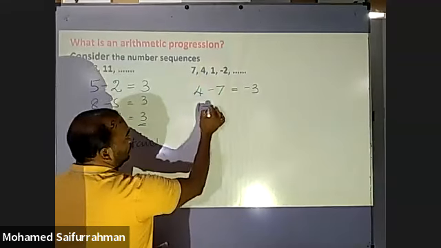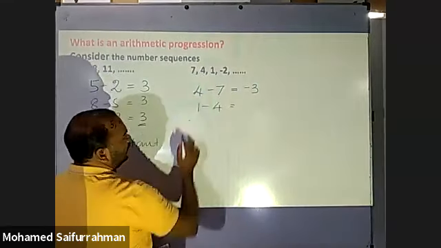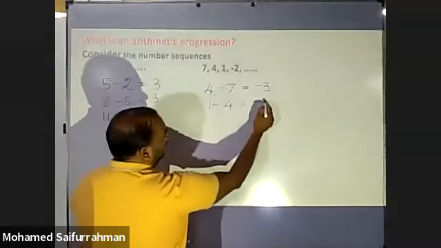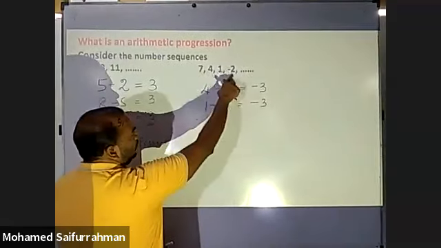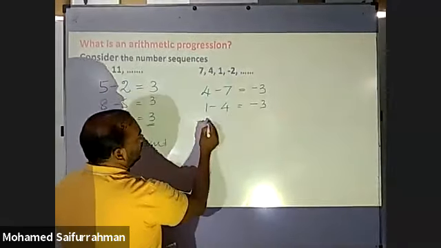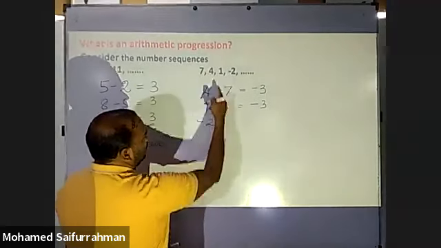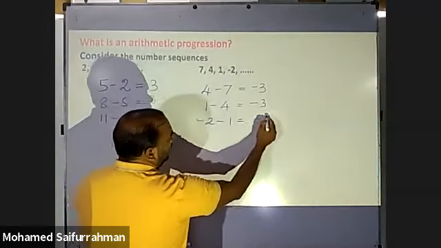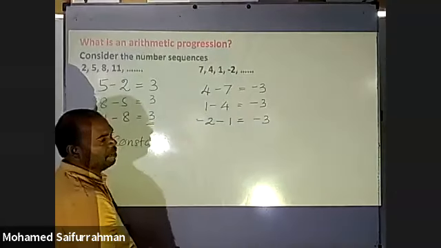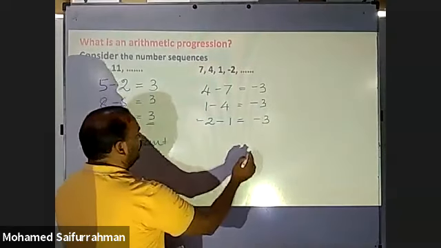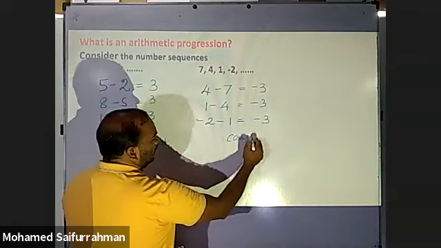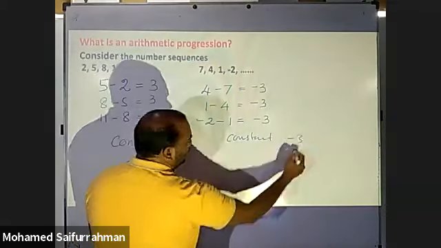1 minus 4, that is minus 3. The fourth term minus the third term: minus 2 subtract 1, again the answer is minus 3. So here the difference is constant, that is minus 2.